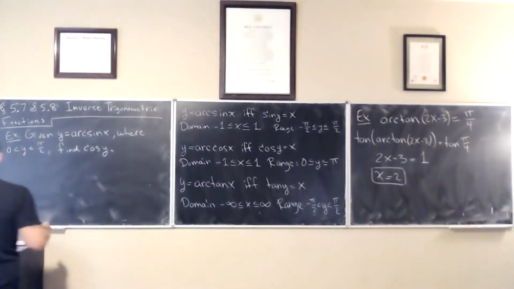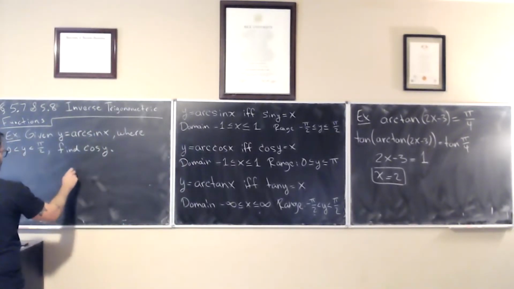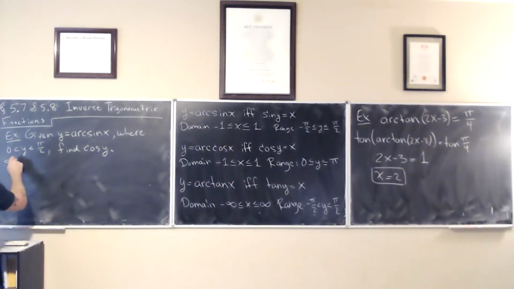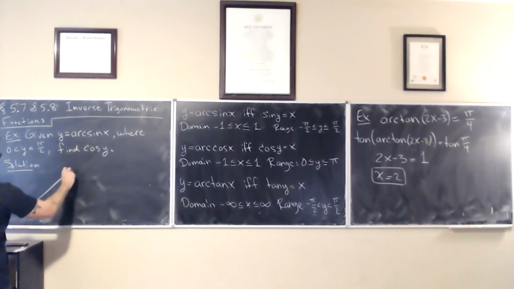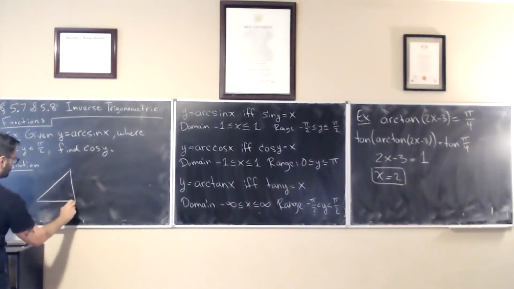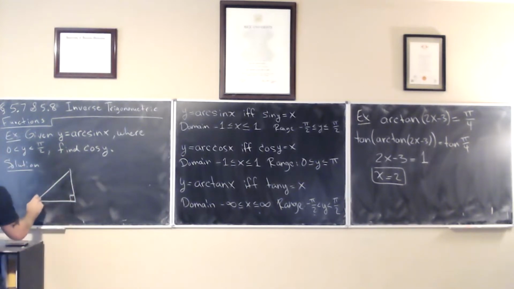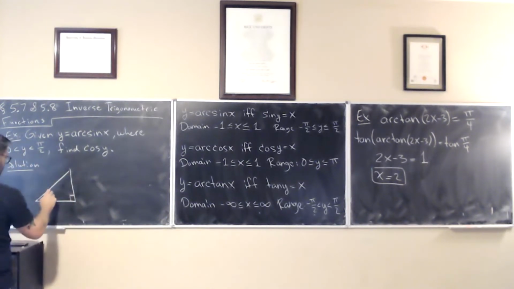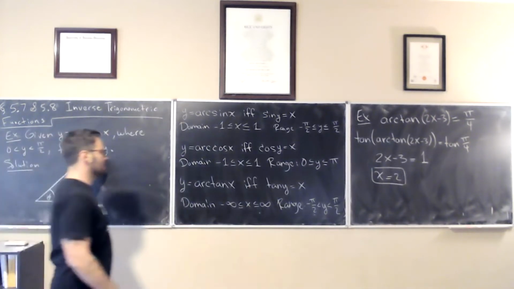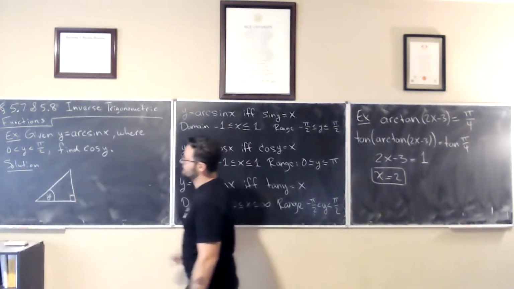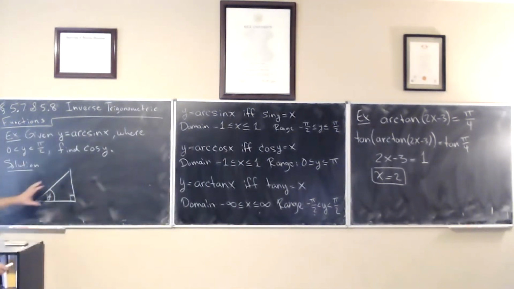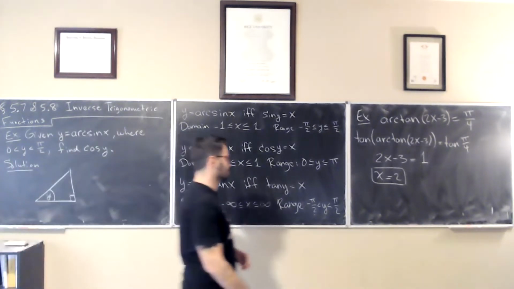This is where you have to draw a picture. So, solution. Draw yourself a right triangle. Okay. So then, let this be the angle y, right? And if we know the sides of this triangle, in particular, this one and that one, then we can determine what cosine y must be.